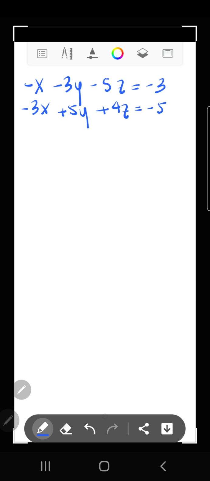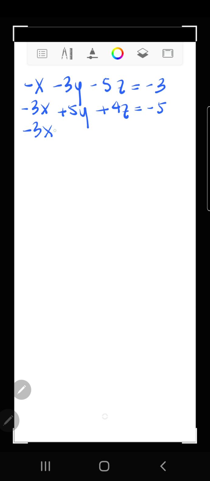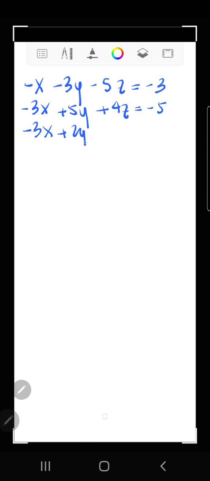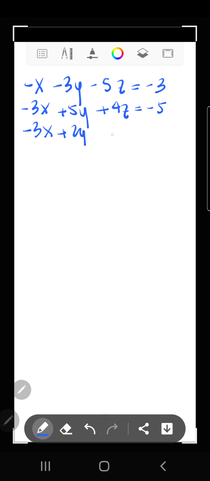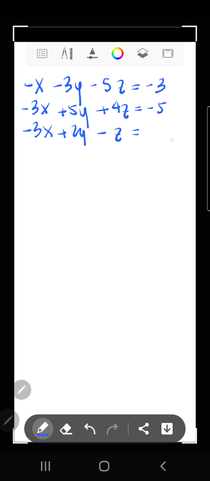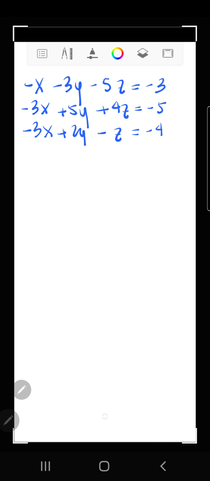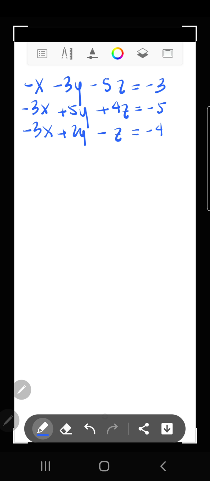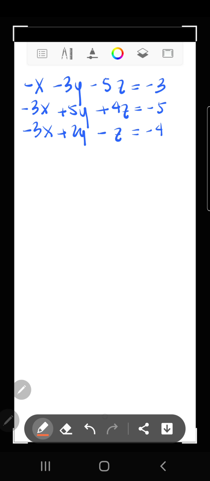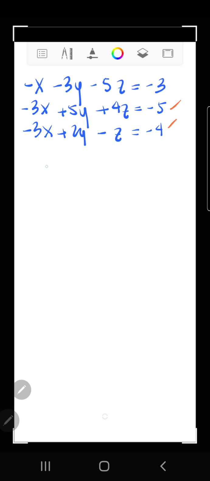And the last equation will be negative 3x plus 2y minus z equals negative 4. On the following step, what we are going to do is to add or subtract two of the equations to eliminate one of the variables. For example, in equation 2 and equation 3.